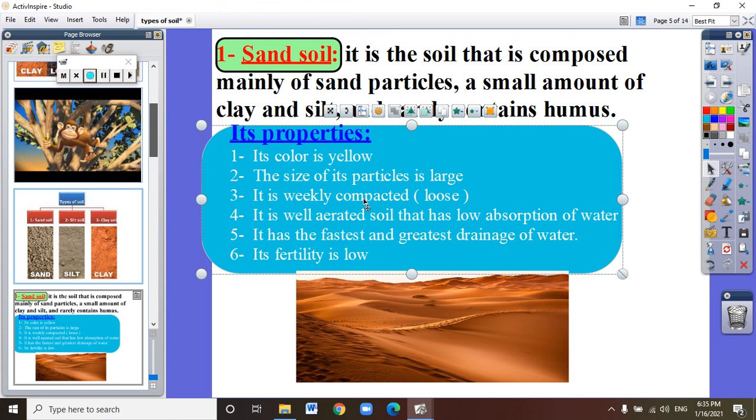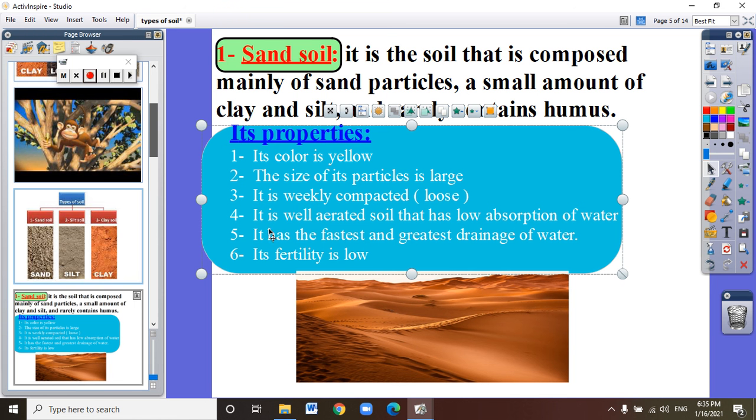Number 3, it's weakly compacted or loose. Its particles are not together. There is a large space between every particle in the sand soil, so it is loose and weakly compacted. It's not compacted. The particles are not stuck to each other. There is a space between them, so it's loose or weakly compacted.